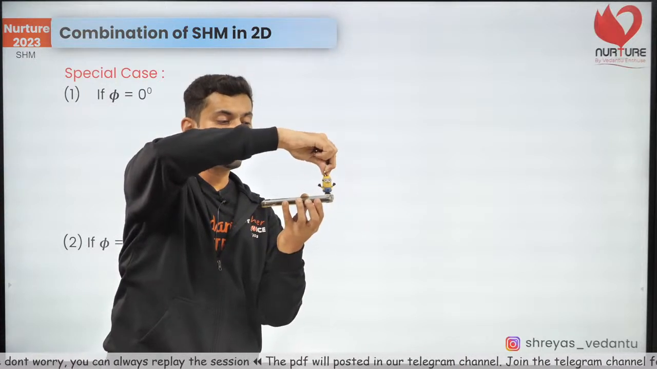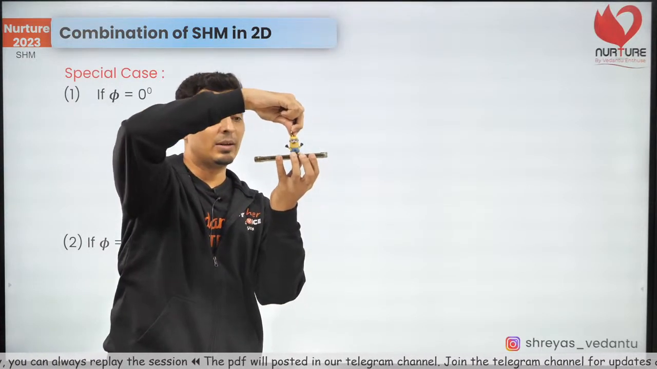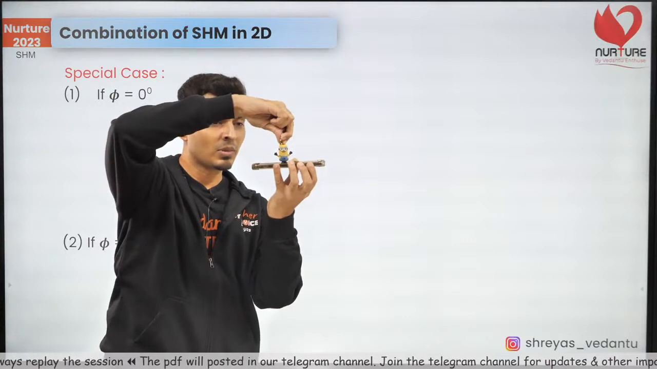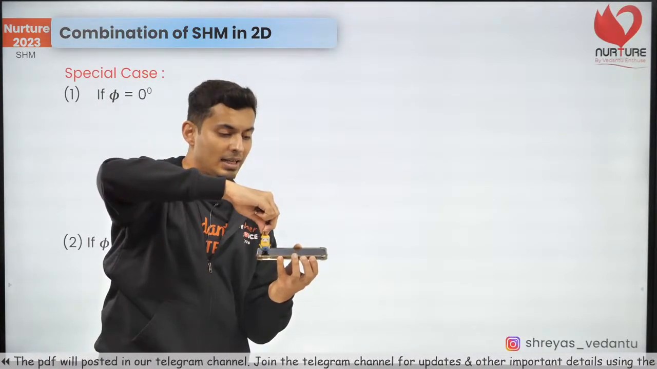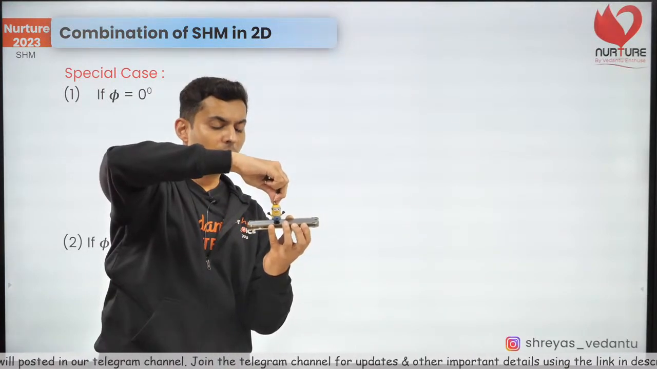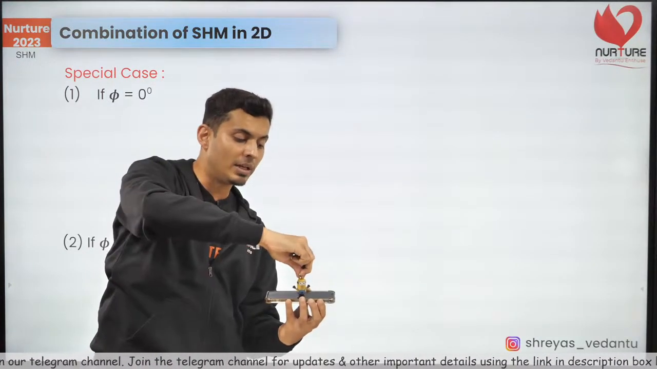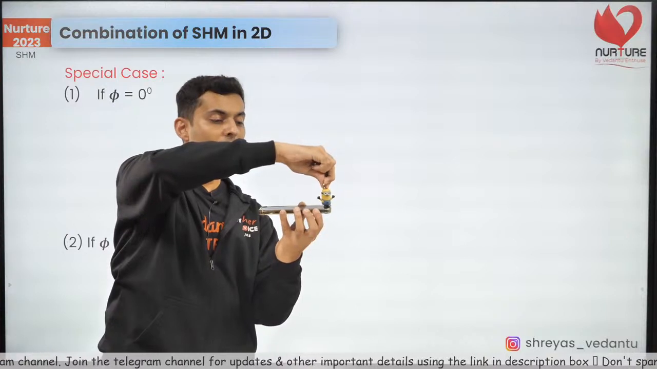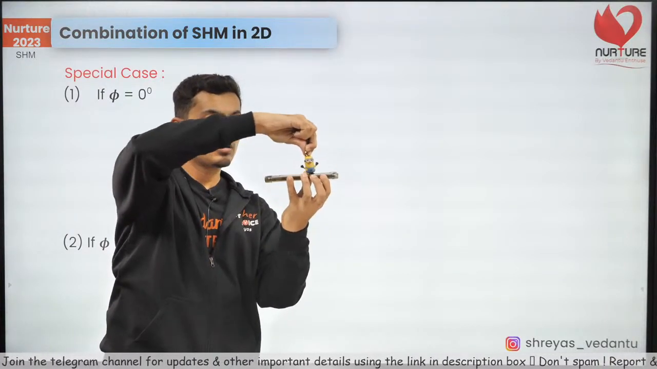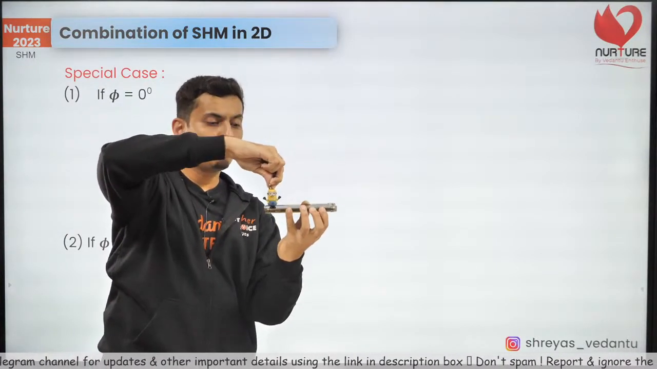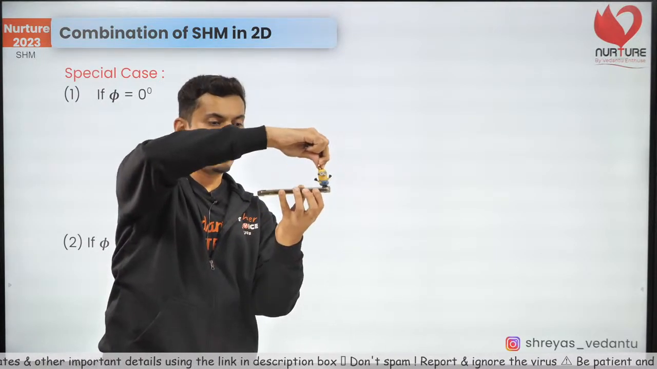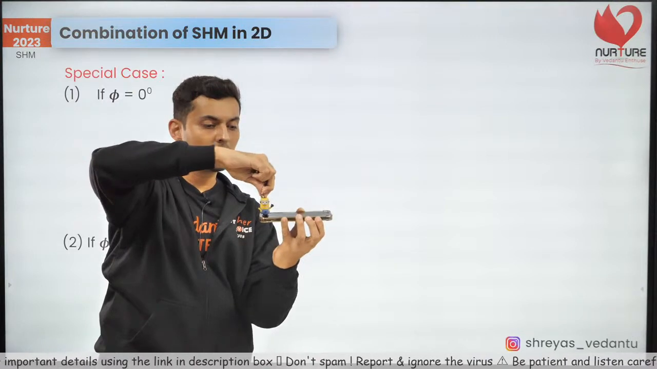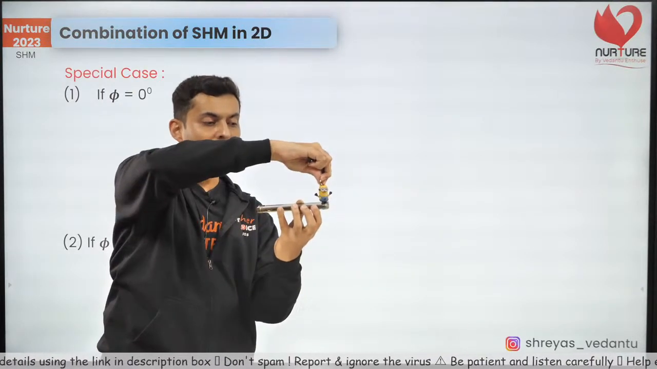So platform at mean, Pandu at extreme. Platform at extreme, Pandu at mean. Platform at extreme, Pandu at extreme. Platform at extreme, Pandu at mean, and back over here. Observe this. Up, back, down, up, up, down, down, back.